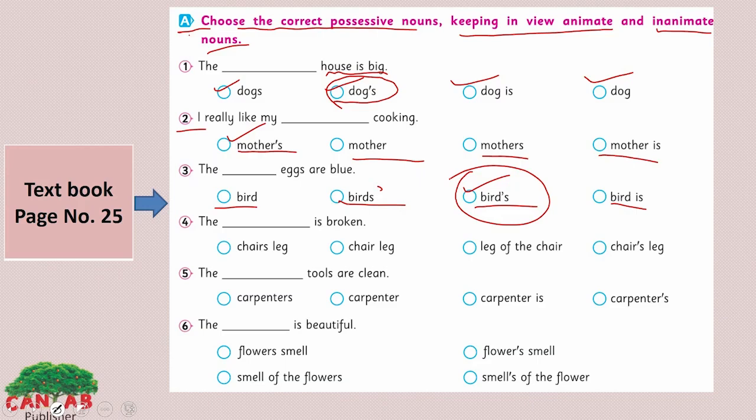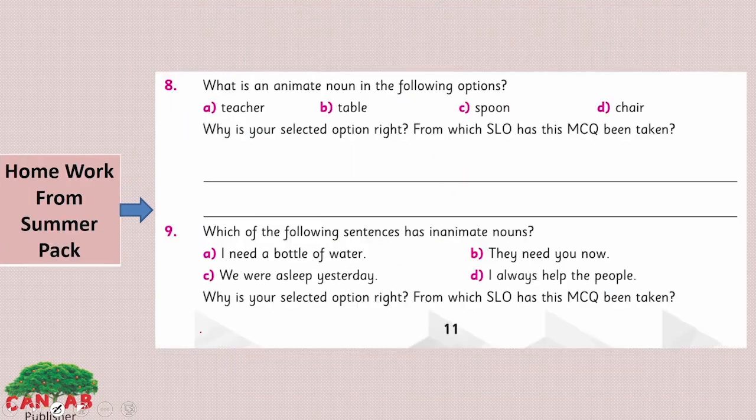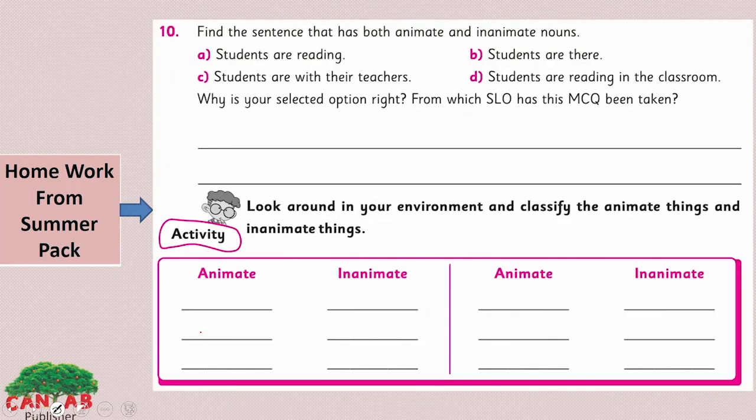Now look at the fourth one. The chair's leg is broken. Chair's leg, chair leg, leg of the chair. Here the chair is not a living being. Yes, an inanimate noun. So we have to choose the right one with the preposition to show the relationship between the leg and the chair. So this is the right one: leg of the chair. Do this too by yourself, dear students. This is your homework from the summer pack.